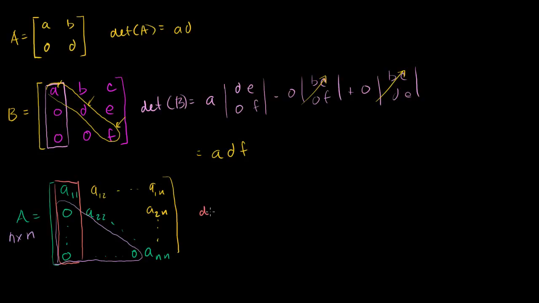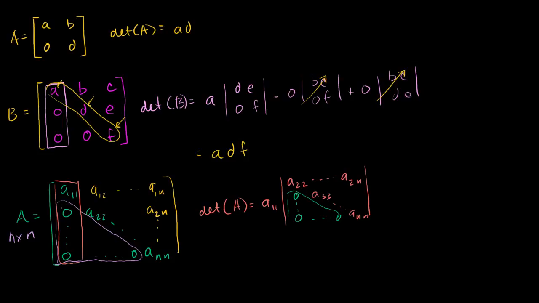So the determinant of our matrix A is equal to this guy, A11, times the determinant of its submatrix. So that's going to be A22, goes all the way to A2n, and then A33 all the way to ANN, and then everything down here, these are all zeros. So once again, we have another situation where all of the entries below the main diagonal are 0. So what's the determinant of this guy right here?